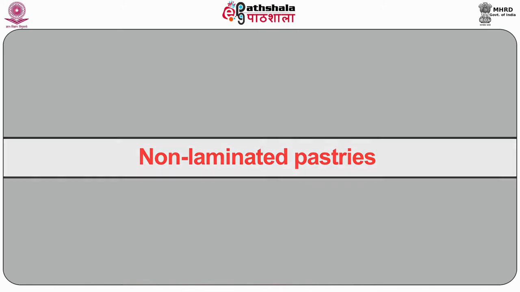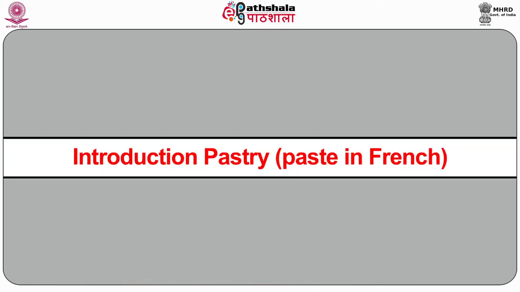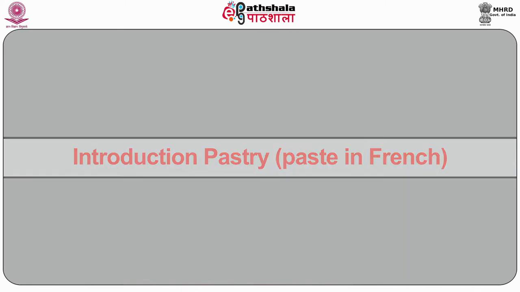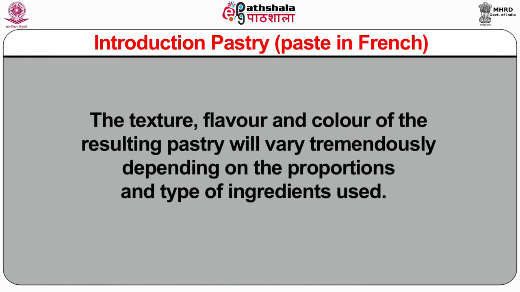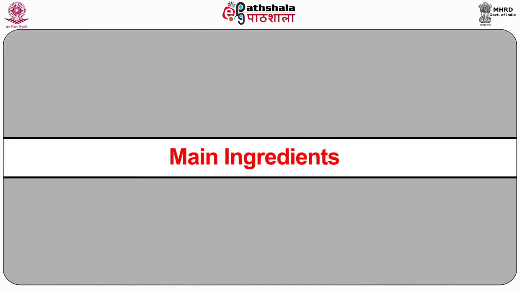Non-laminated pastries. Introduction. Pastry, pâte in French. Most kinds of pastry are made with a combination of flour, fat, and a liquid to bind. The texture, flavor, and color of the resulting pastry will vary tremendously depending on the proportions and type of ingredients used. Main ingredients. Flour. The flour used in pastry making is weak to medium strong.